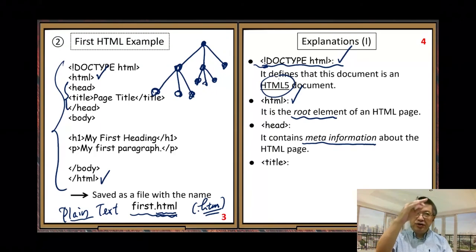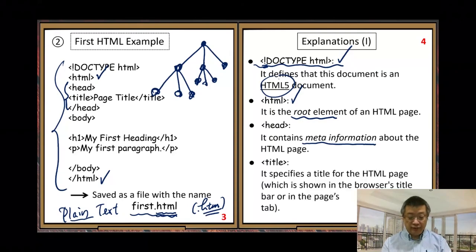Inside this head element, we have another element called the title element. With this one, we want to provide a title for this document. The document has a title. It specifies a title for the HTML page. How do you see the title? It is shown in the browser's title bar. The browser has a title bar.